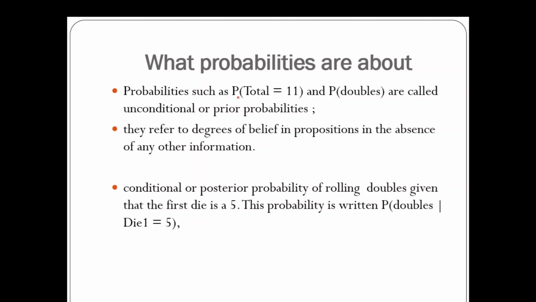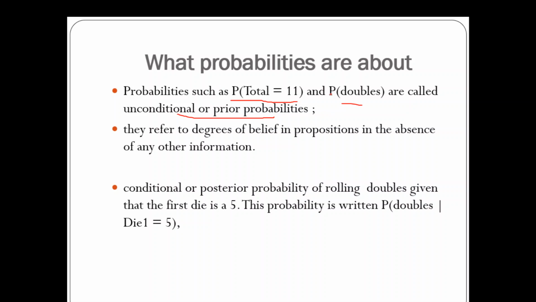So probabilities such as P of total equal to 11 and P of doubles are unconditional or prior probabilities. Here, total equal to 11, in the sense, consider the case of rolling a die. We are asking, what is the probability of the total being 11 when you roll 2 dice? Consider the case of rolling 2 dice. What is the probability that the sum of the 2 dice values should be 11?